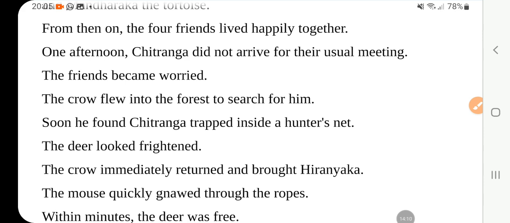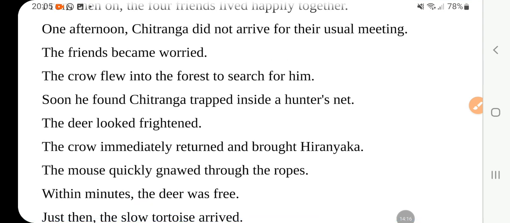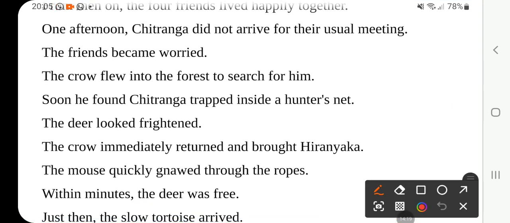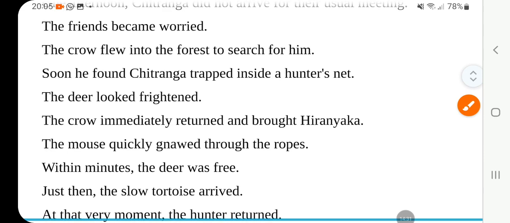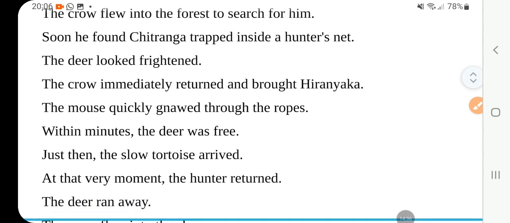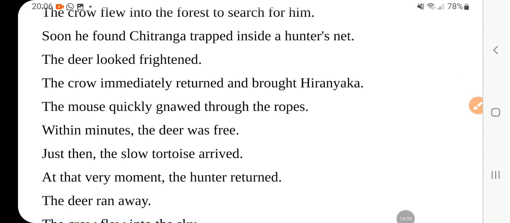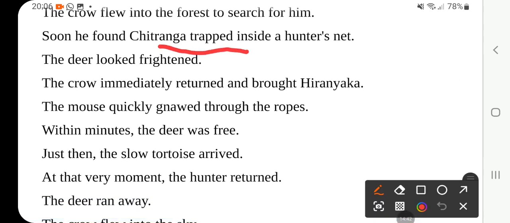But one afternoon, Chitranga did not arrive for their usual meeting. They used to meet, but today Chitranga did not come. So the friends became worried. The crow flew into the forest to search for him. Soon he found Chitranga trapped inside the hunter's net. The deer looked frightened.